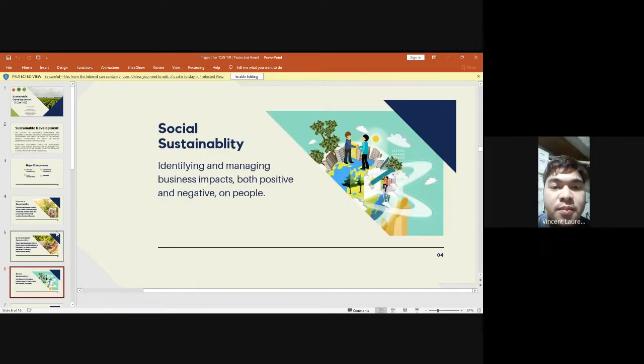Social sustainability is about identifying and managing business impact, both positive and negative, on people. Social sustainability is the least defined and least understood of the different ways of approaching sustainability and sustainable development. It has received less attention and public dialogue than economic and environmental sustainability.